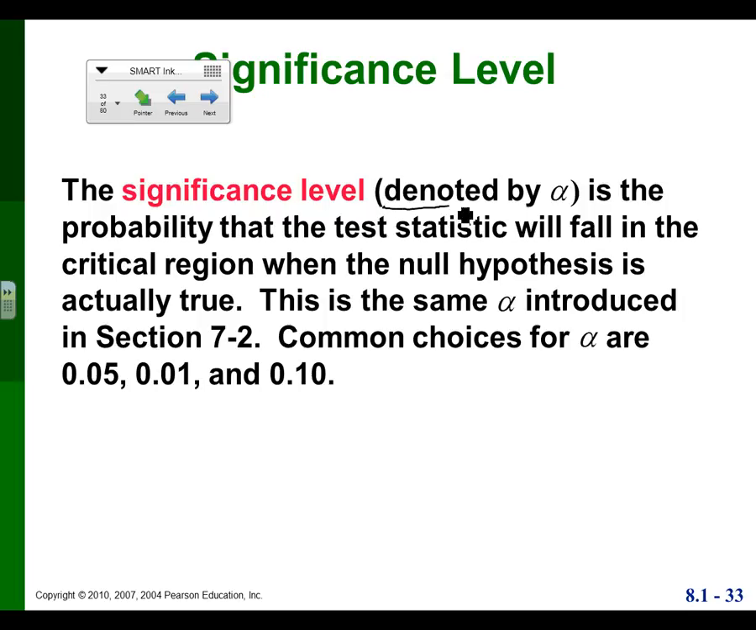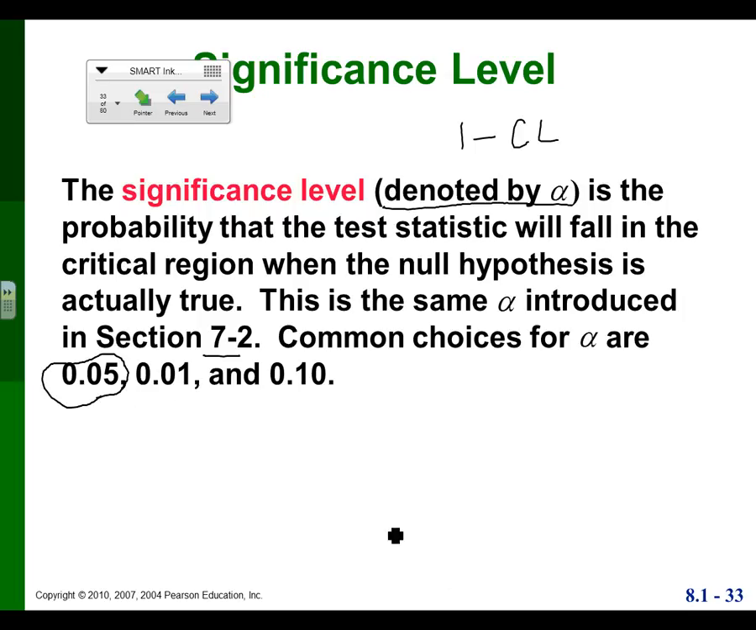Significance level. It's about alpha. How do you find alpha? Remember? Yeah, 1 minus the confidence level. So it is the probability that the test statistic falls in the critical region when the null is true. The same alpha introduced in 7.2. The common choices are 0.05, 0.01, and 0.10. Remember, if nothing is given, I believe we assume 0.05.